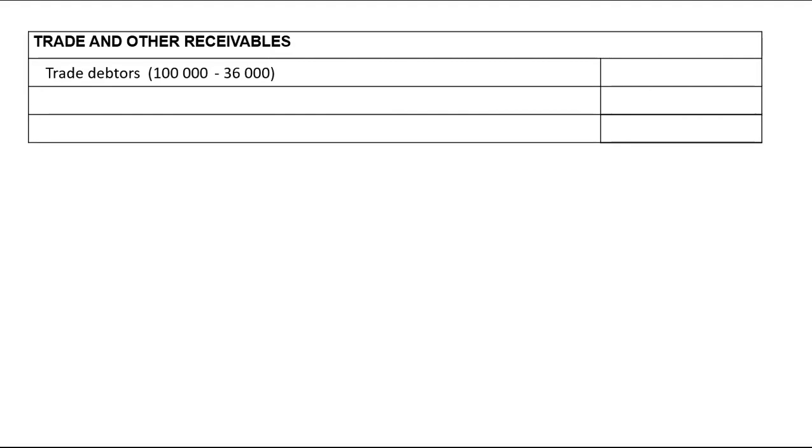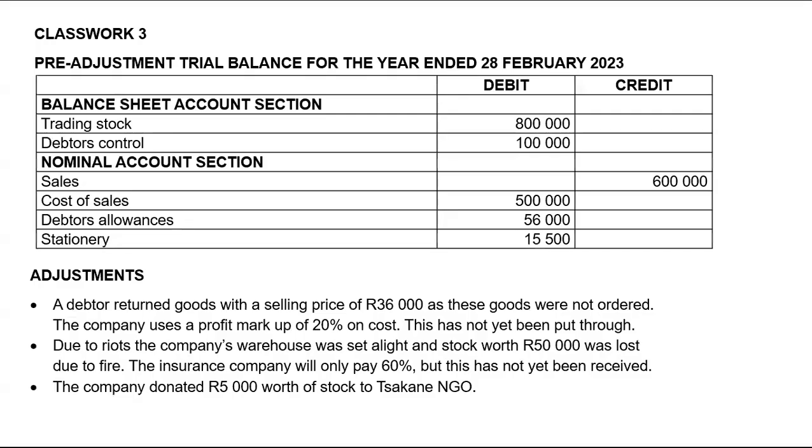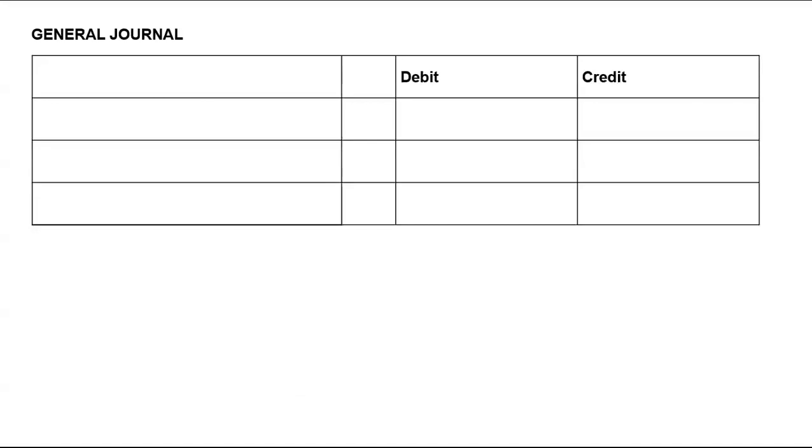Done with that part. However, that part has other parts as well. We were told that these goods, it was not an allowance. You have learned this from grade 10. It's not an allowance. These goods were returned by the debtor, therefore it affects four accounts. And the other accounts will be, the company uses a markup of 20%. So we have to take that 36,000 and calculate the cost price of that 36,000, right? And how do we calculate the cost price of the 36,000 rand?